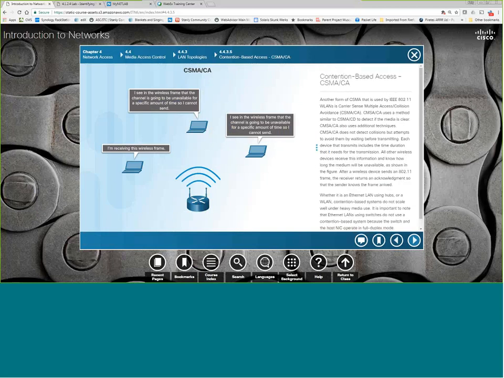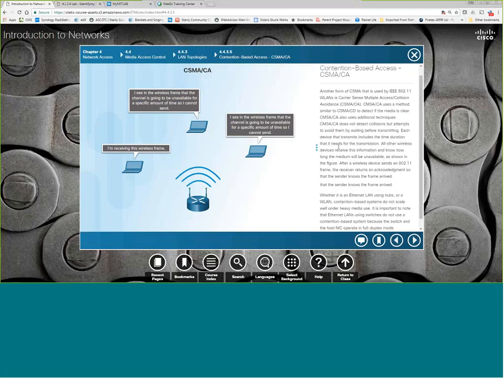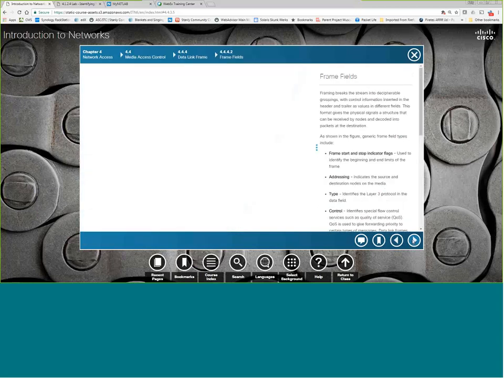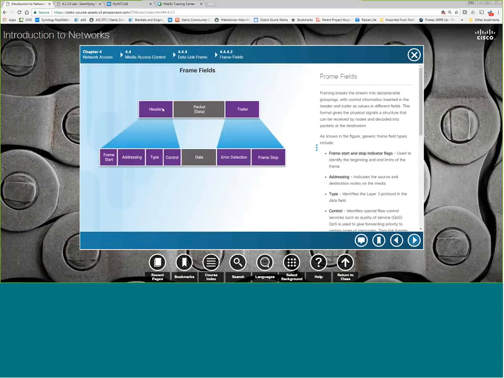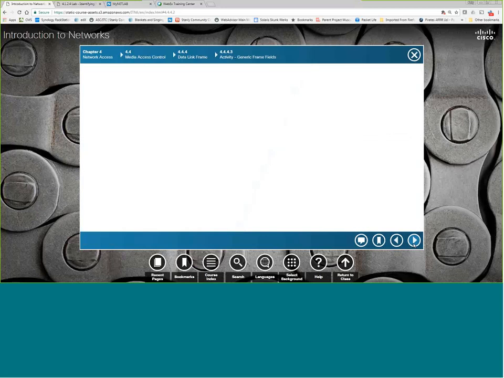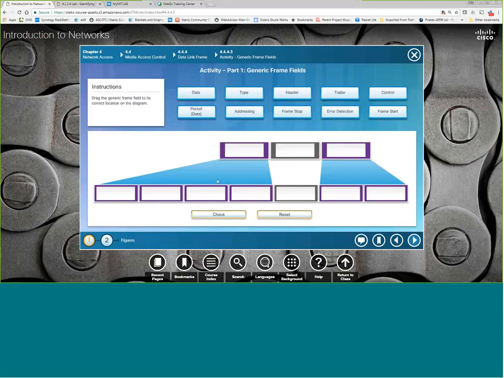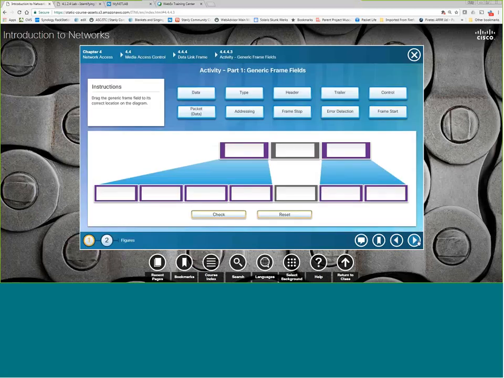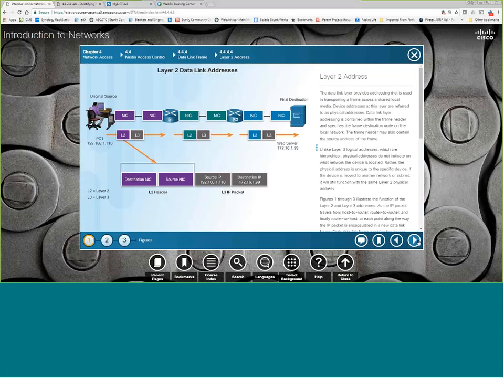CSMA/CA is used by wireless, and it's just like CSMA, except with CA, it actually sends out a signal to say it is going to send before it sends. And let's see, here are some frame fields: frame start, addressing, type, control. You see this, okay, and then I want to show you, you've got an activity on it. When I see something here and I see an activity on it, that's just kind of a little clue for me. Layer 2 addresses, this is interesting. This is something you do need to know.